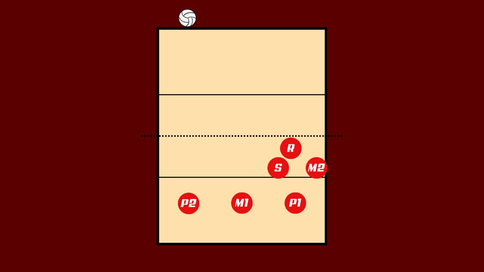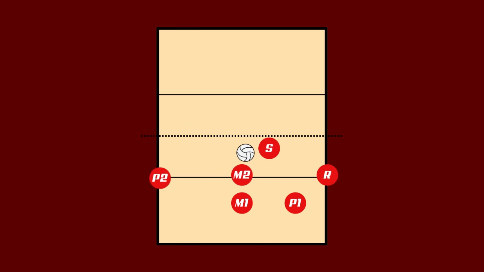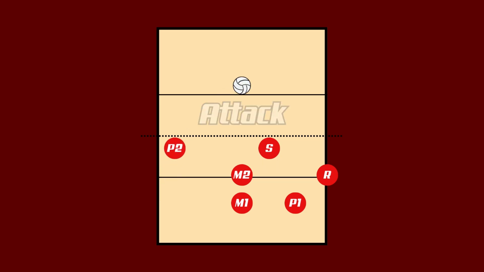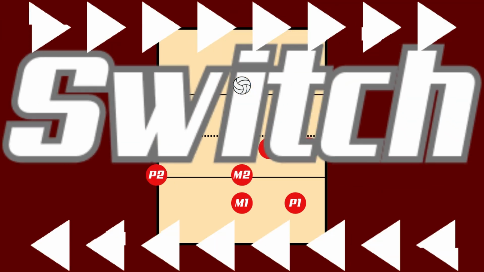Once the serve is contacted, P2 is obligated to take a pass before progressing into attack along with the other two front row players, and the setter will go to the passed ball. From here we have 3 attack options. Once the ball goes over, switch.